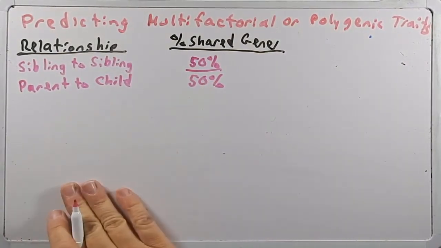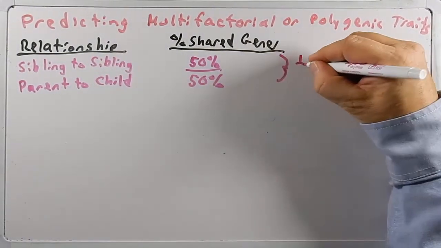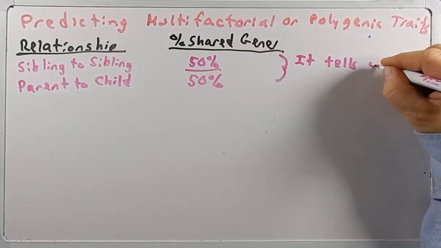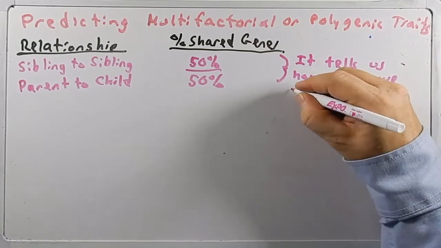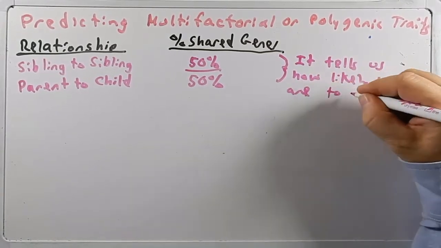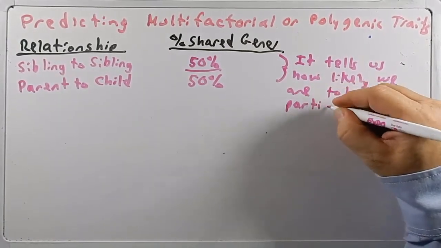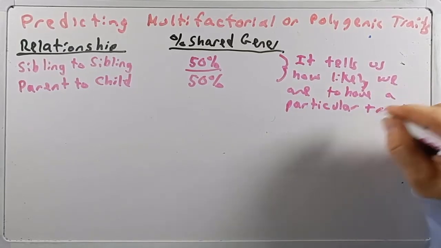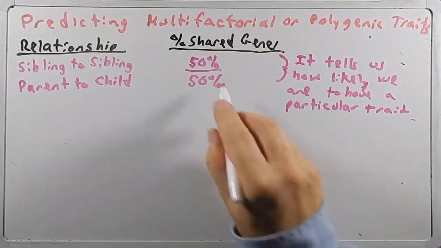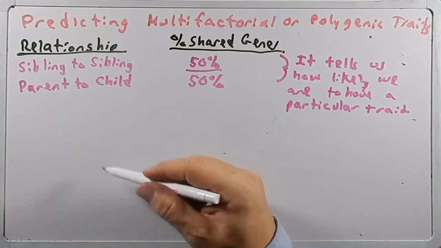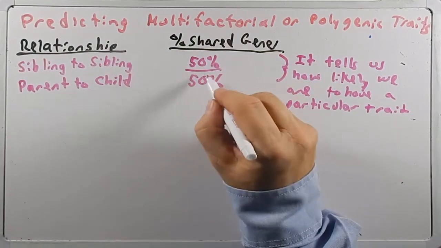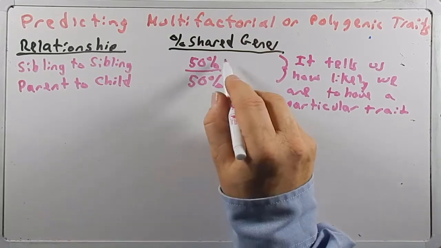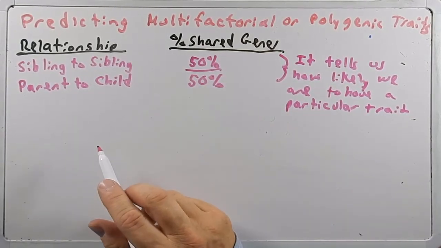Now, why is this useful? Well, it's useful because it tells us how likely we are to have a particular trait. Now, this is true with every one of these that I'm going to say, but I just want to point it out here. If my siblings have a particular trait, then there is a 50% chance that I will share the genes that contribute to that trait.